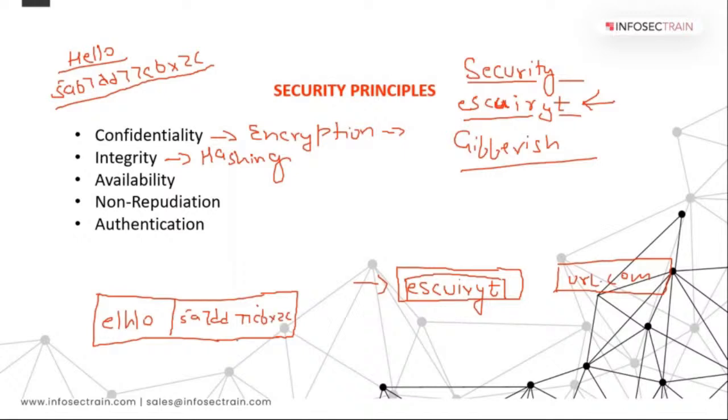5A7DD77CBX2C. Right? Now this is the hash. Now what will happen? First thing, when this whole data reaches the receiver, what will the receiver do? He will first decrypt that data. The encrypted data will be decrypted.